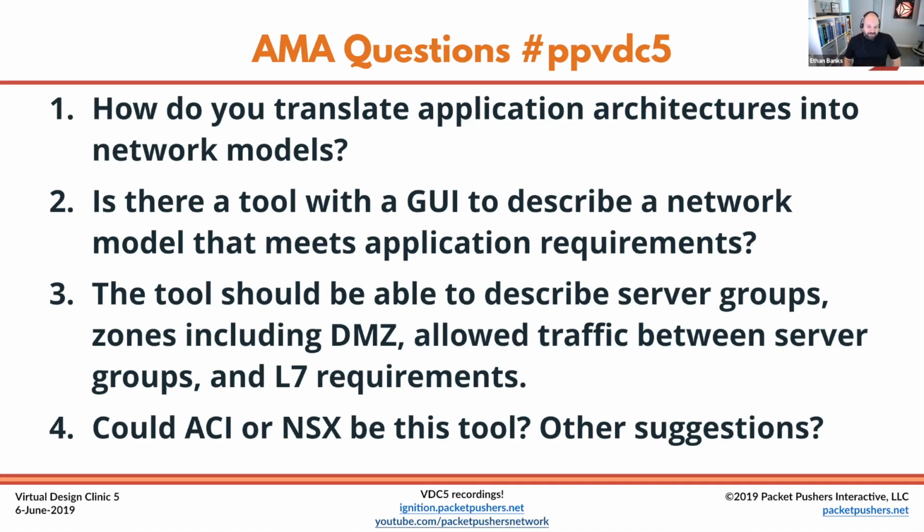Now, when we had discussed this in the back channels, the AMA panel, no one wanted this one. And I think the answer is because this is a difficult question. There isn't anything that magically is going to take an application architecture and turn it into a network model. So one point here about ACI that was suggested as a possible tool, or NSX, or even Anuta, which we just saw.